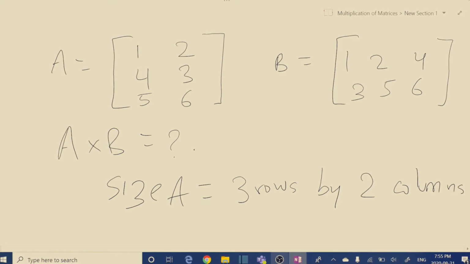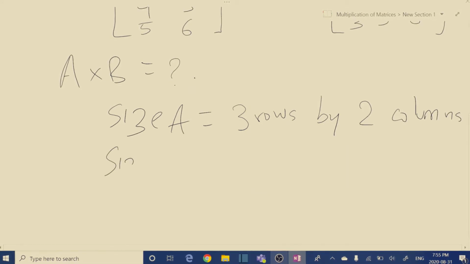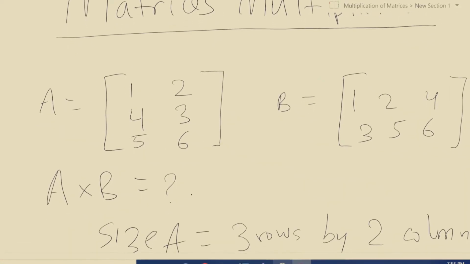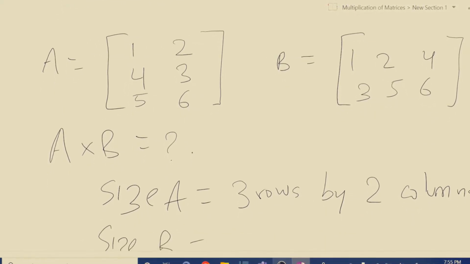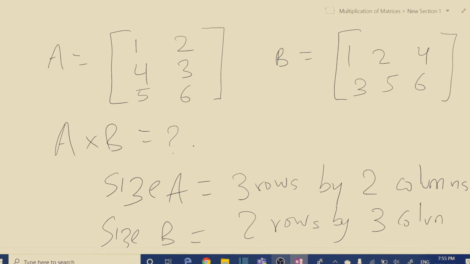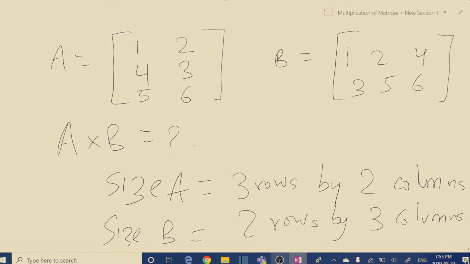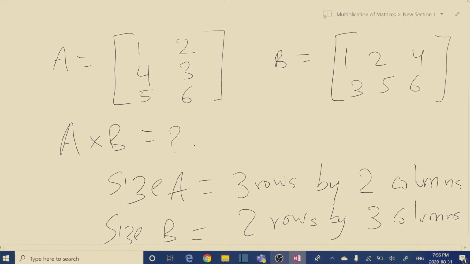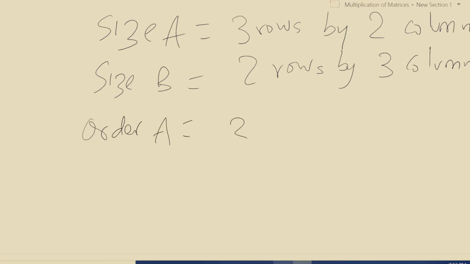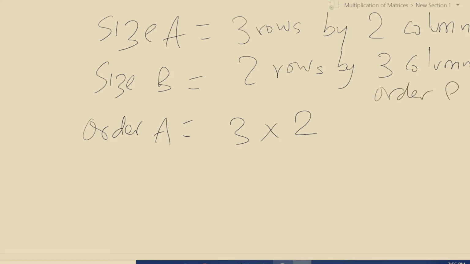Okay, so the size of matrix B is 2 rows and 3 columns. So what you see here, the number of rows are not the same, the number of columns are also not the same. However, in multiplication of matrices, the order of matrix A is 3 by 2, and that of B is 2 rows and 3 columns.